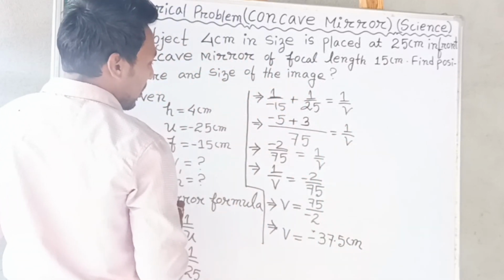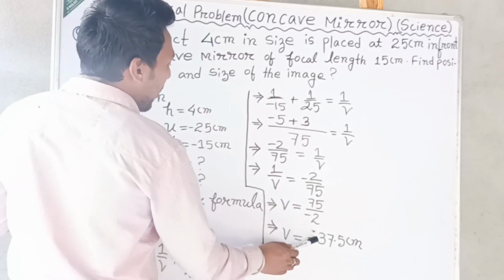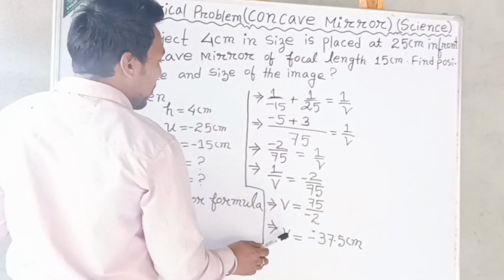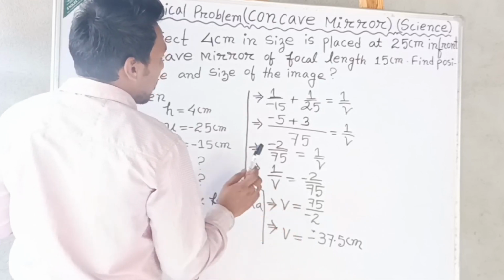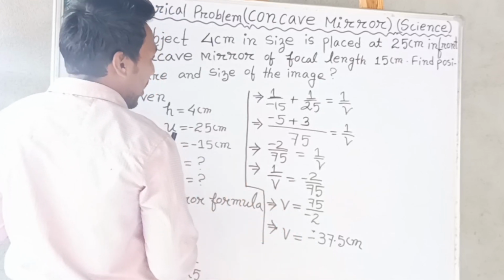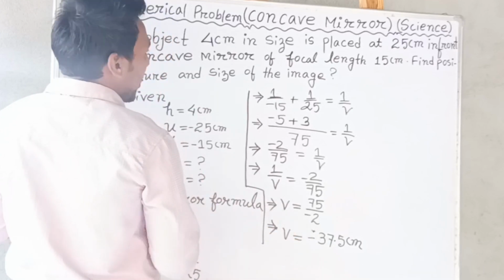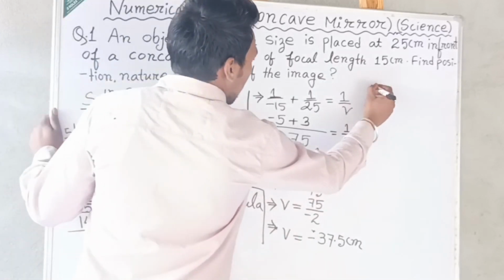Now remember one thing here, whenever you get a negative v value, then we say the nature of the image is real. And if you get a positive v value, then we say the nature of the image is virtual. So here I have got a negative answer, so the nature of the image is real. So at last I will write this.